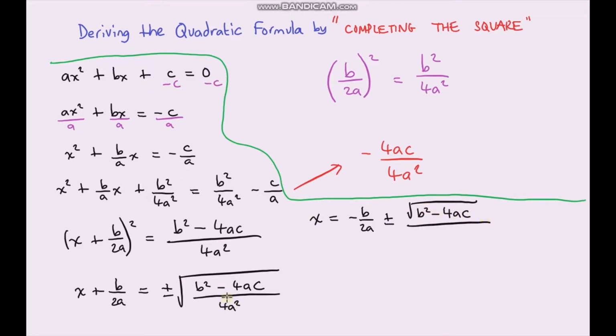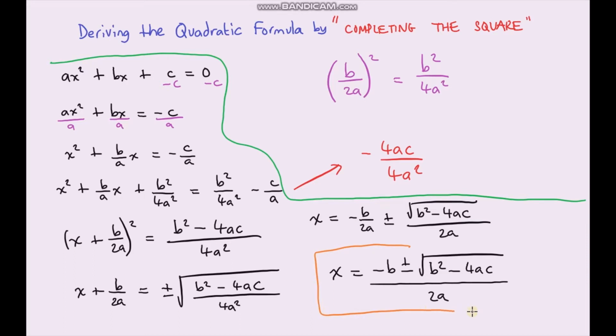Now in my denominator, the square root of 4a squared is just 2a. 2a times 2a is 4a squared, so we've just got 2a in our denominator. And now our final step, we can add these two fractions together because they both have a denominator of 2a. So this is the same as x equals negative b plus or minus the square root of b squared minus 4ac, and then all of that over 2a. And lo and behold, this formula, which we can't simplify anymore, is our quadratic formula.